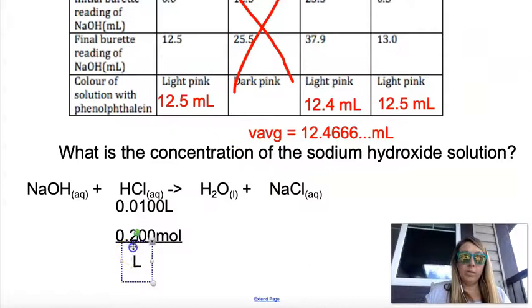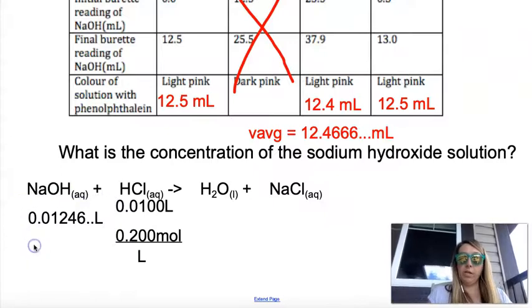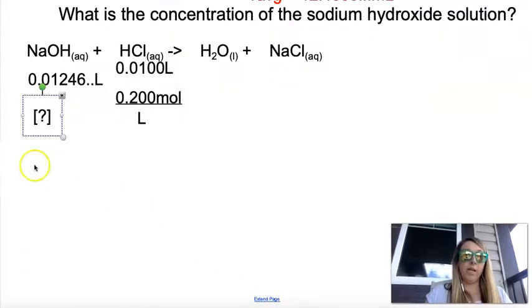Okay, for the sodium hydroxide, we have the volume. This was in milliliters, so we need to convert that to liters. So 0.01246, I'll keep going, liters. Right, and we are looking for the concentration of this, so that is our unknown. And now we're just doing some regular stoich.